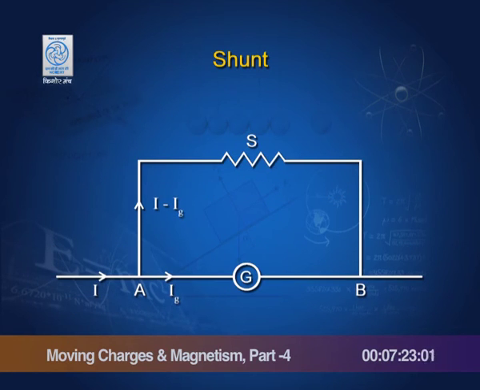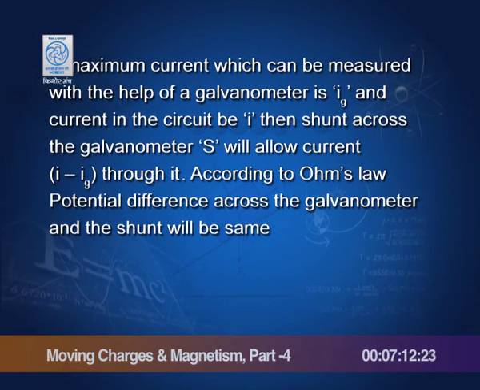The diagram is there, which is representing that a galvanometer G is shunted by a resistance S. If the maximum current which can be measured with the help of a galvanometer is Ig and the current in the circuit is I, then the shunt S across the galvanometer will allow the extra current I minus Ig through it.